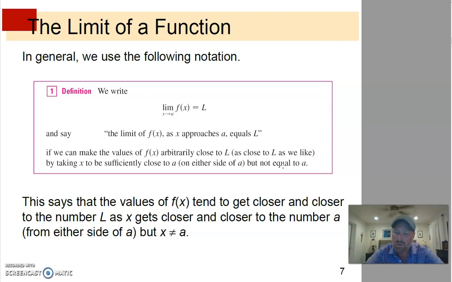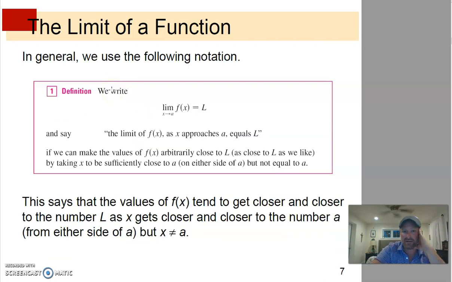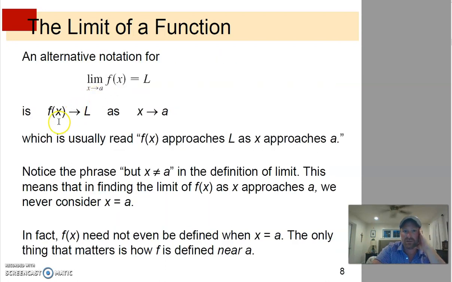because often we might get caught up with saying, well, wait a second, if it's equal to it, maybe that can't happen. Maybe it's undefined, and that's how sometimes we can get tricked in these different types of problems. Okay, so in alternative notation, this is just another way of writing it. We can say f of x approaches L as x approaches a.